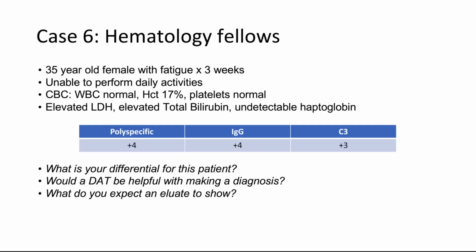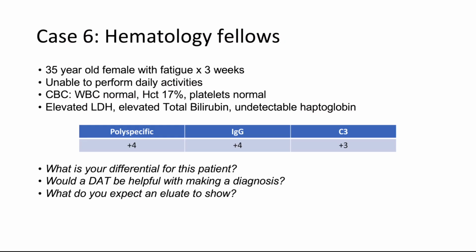So next, let's move on to case number 6. In this case, you have a 35-year-old female who has been having fatigue. They can't perform activities of daily living. Their white count is normal. Hematocrit is 17, so they're pretty anemic. The platelets are normal. LDH is high, total bili is high, and hapto is completely undetectable.